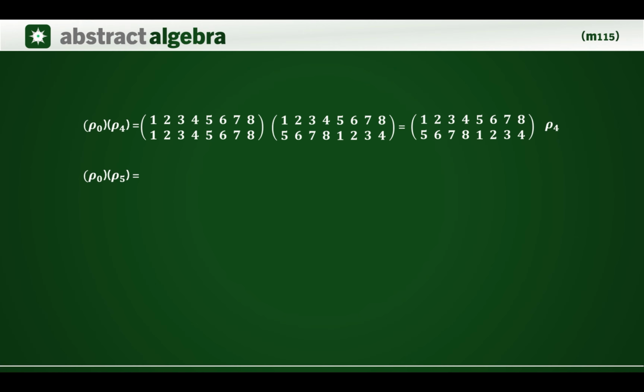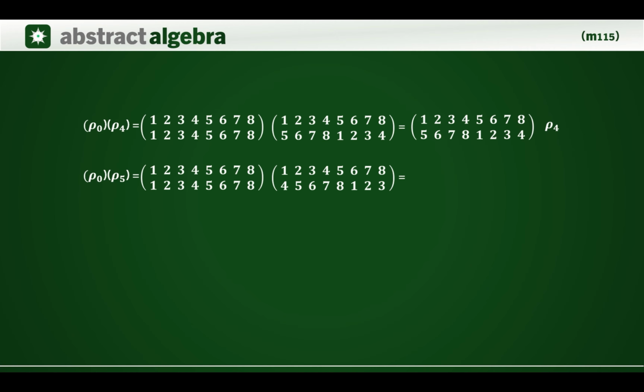Next, we are going to find the composition of row sub 0 to row sub 5. So this is the row sub 0 and this is the row sub 5. So we're going to find the 1. So 1 maps to 4, 4 maps to 4, therefore 1 maps to 4. 2 maps to 5, 5 maps to 5, therefore 2 maps to 5. 3 maps to 6, 6 maps to 6, therefore 3 maps to 6.